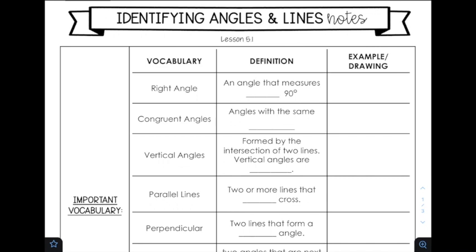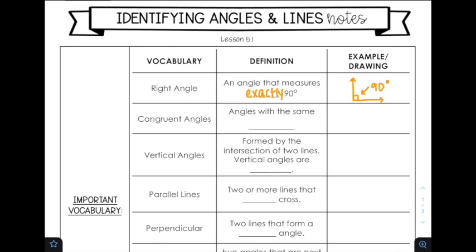A right angle is an angle that measures exactly 90 degrees. Usually you see a drawing that looks like this, and you'll see a little square in the corner. That's referring to the 90-degree angle.